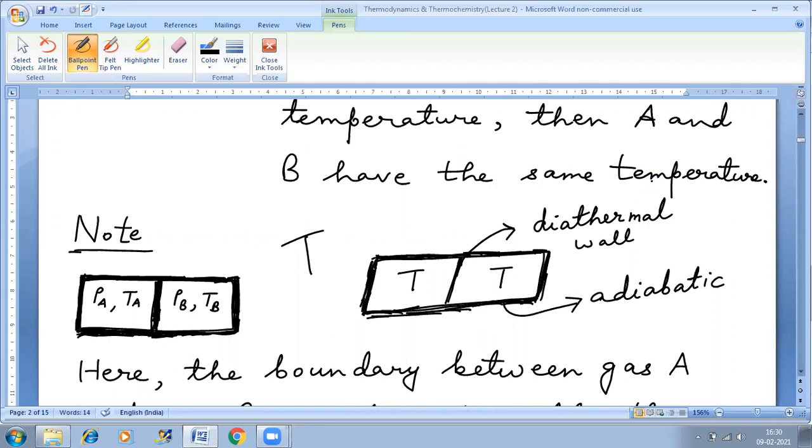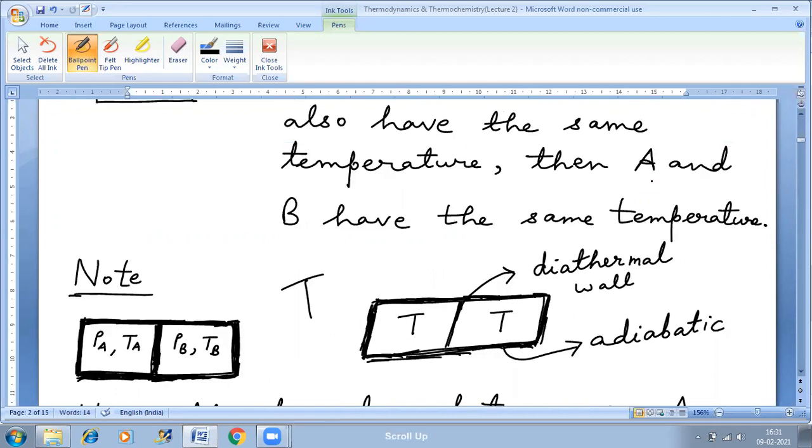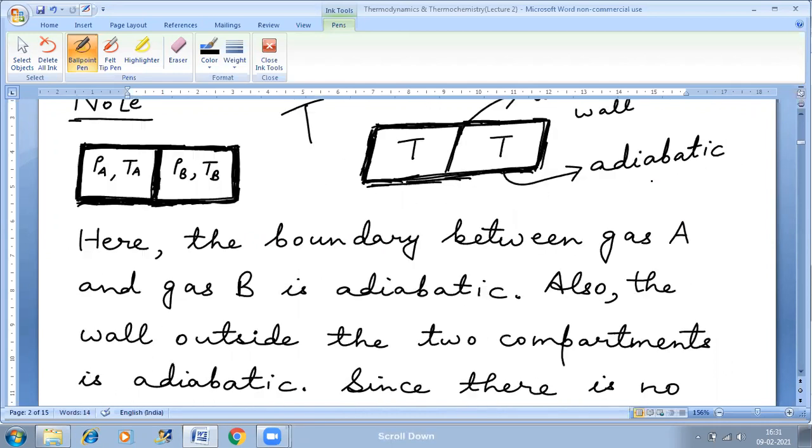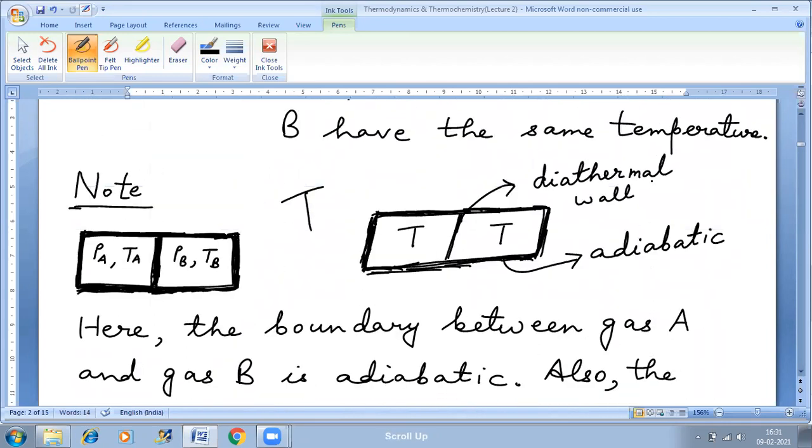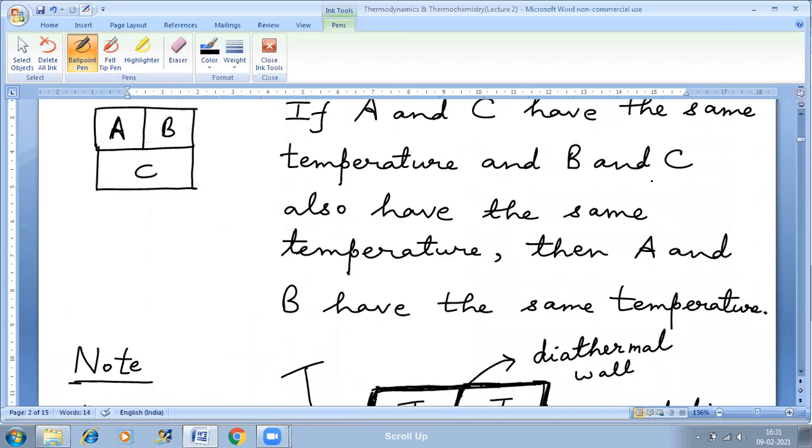Sir, can you scroll down? Sir, after the note.